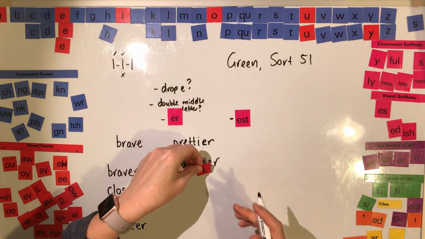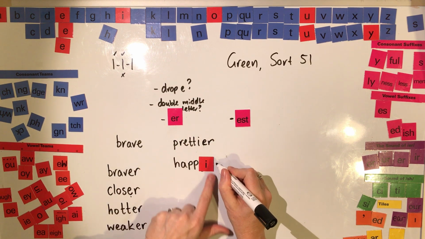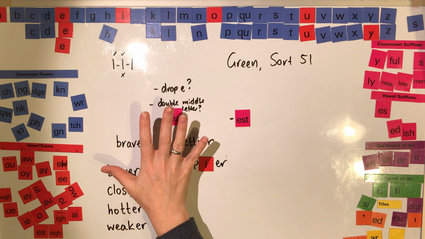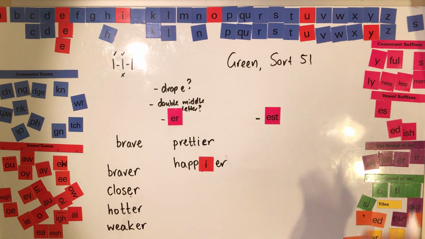I'm no longer finishing a word, I can come back. So happy comes back, happier. So the I wants to be there if it can. It just can't end words. So if it's not ending a word, it's going to be there. Okay? And we'll actually look at how it's pretty much the same rule with est.